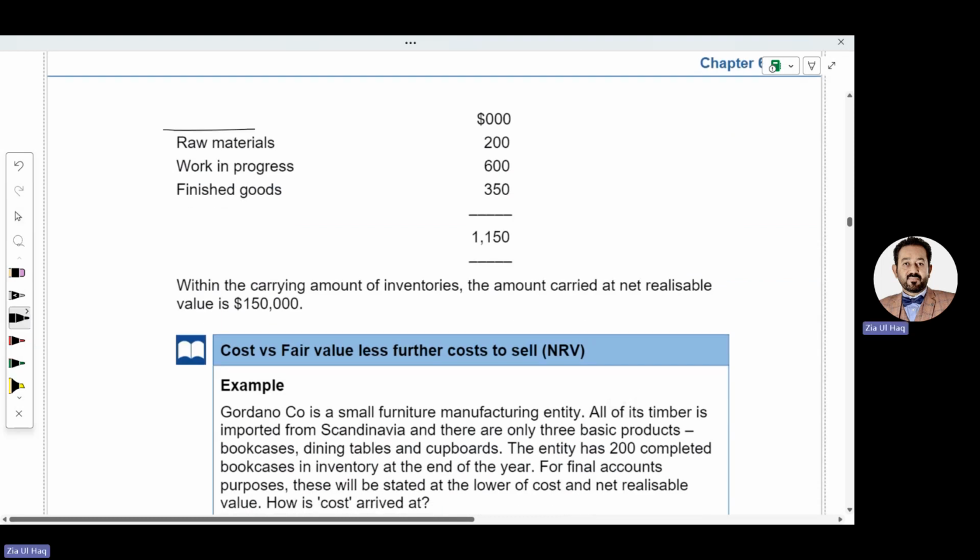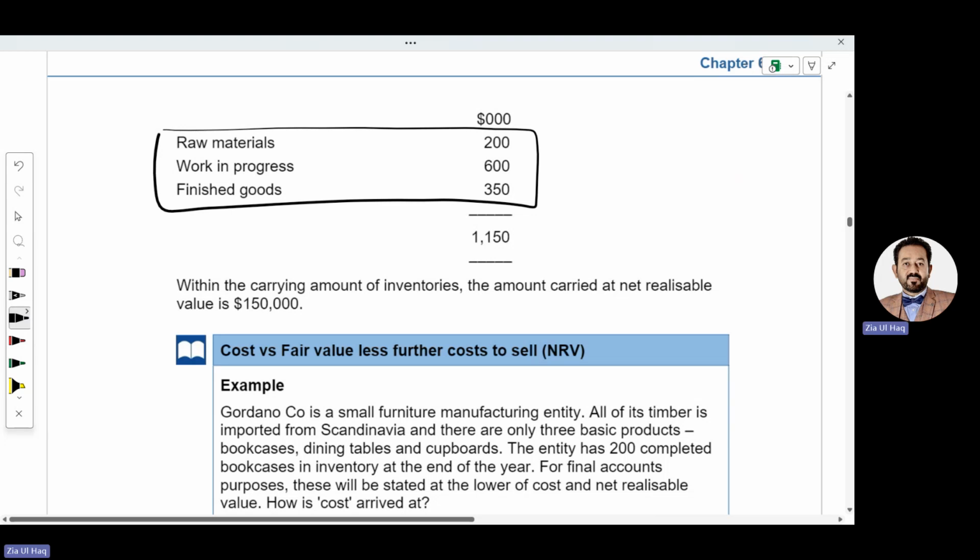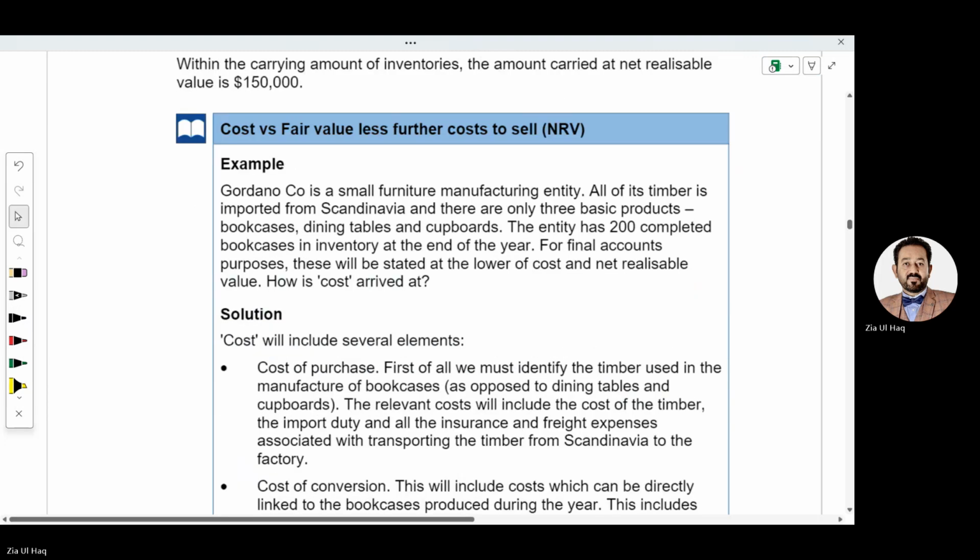There are three components of inventory: raw material, work in process, finished goods. If raw material is 200, work in process inventory is 600, and finished completed shares are of 350 value, what is the total value of closing inventory? 1150. If in a business store there is raw material, there is some fabric. There is work in progress, incomplete shares, and there are complete shares of 350 as well. So what is the closing inventory? 1150.